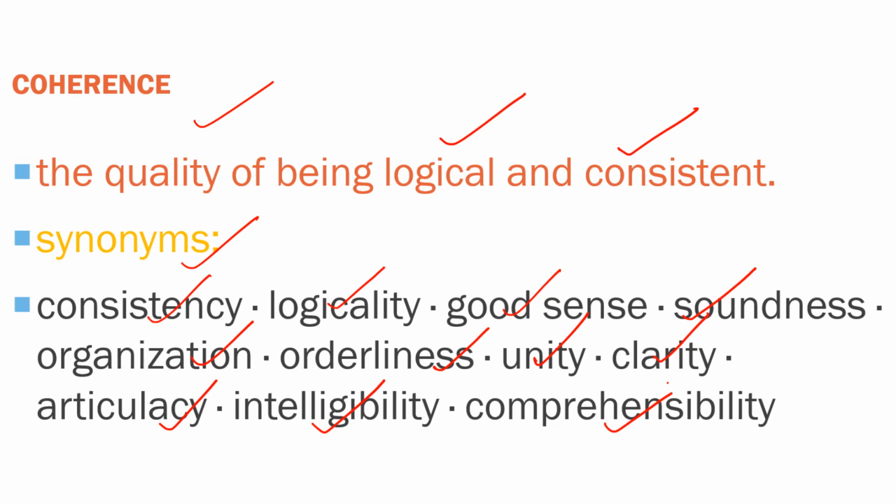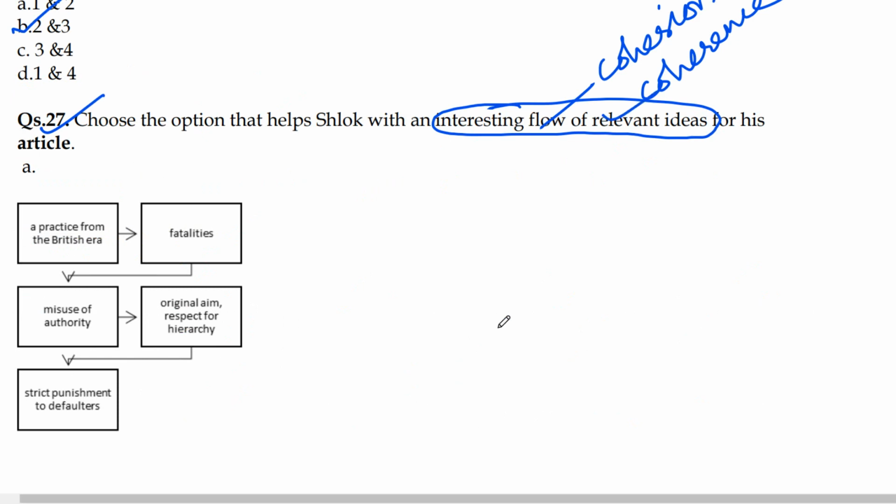So let us go back to the question. So flow of relevant ideas. Look at here. A practice from the British era. Fatalities, misuse of authority, original aim, respect for hierarchy, strict punishment to defaulters. Here we can see a practice from the British era. Yes, we can start from this one. But immediately after that, fatalities. Fatalities means death due to this practice of ragging, misuse of authority. So here we can see a mismatch between the given ideas. No connection, no coherence, no cohesion we can see here.